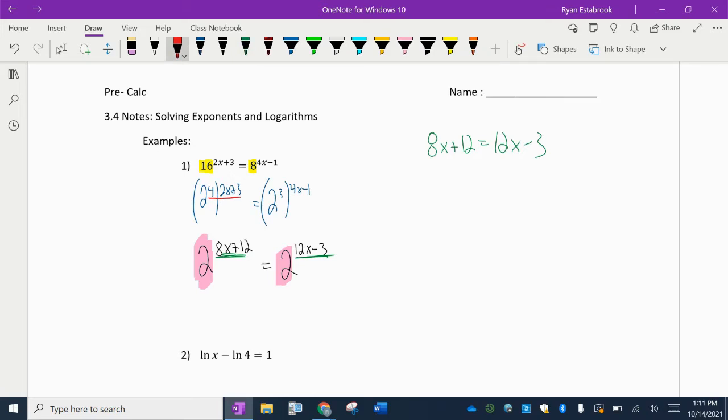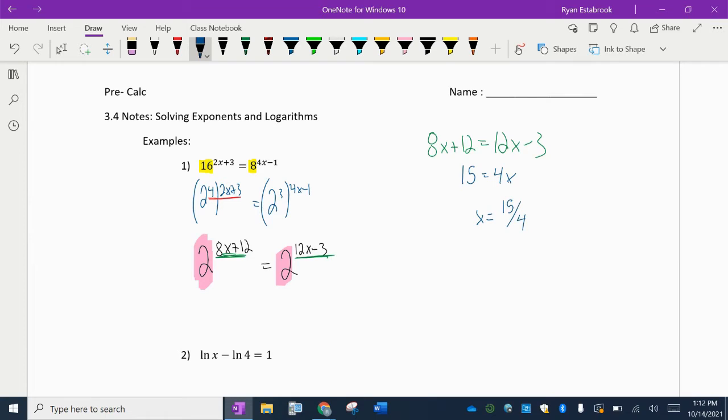All right, so now, instead of having an exponential problem where we had those different bases, it's just turned into this linear problem. Can you solve that equation? A couple steps of algebra: add, subtract, multiply, divide, get the x by itself, solve for x. I got x equals 15 over 4.